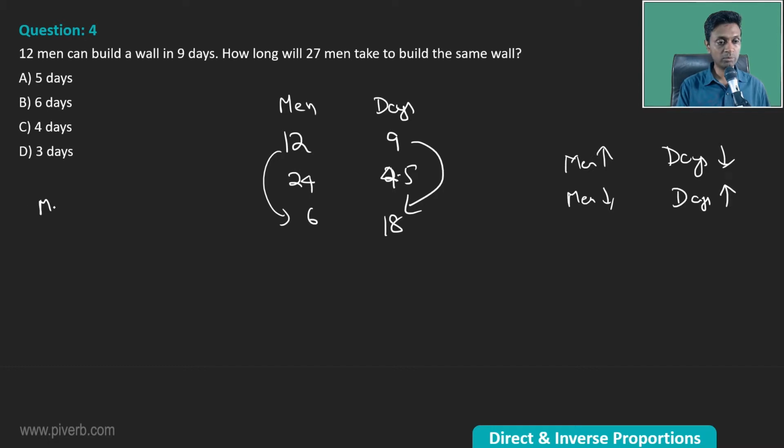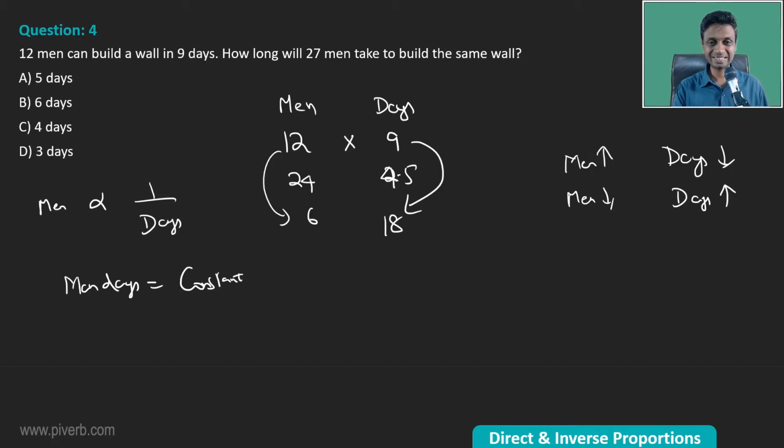So the number of men is inversely proportional to number of days, or the total number of man days of work is a constant. Number of men into number of days is the same. More men work, it will get done quicker. Fewer men are there, it will take longer.